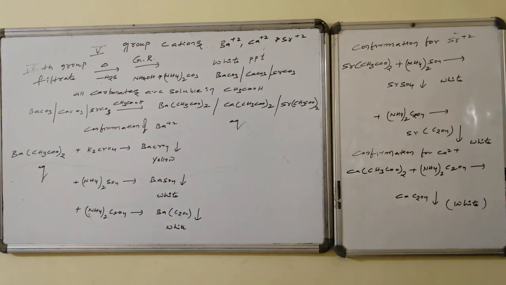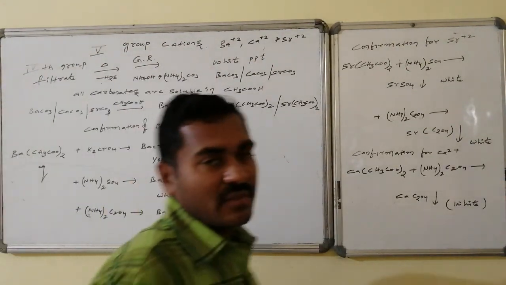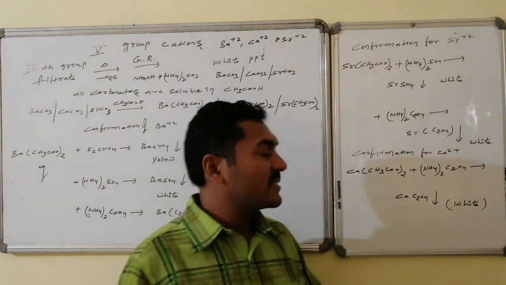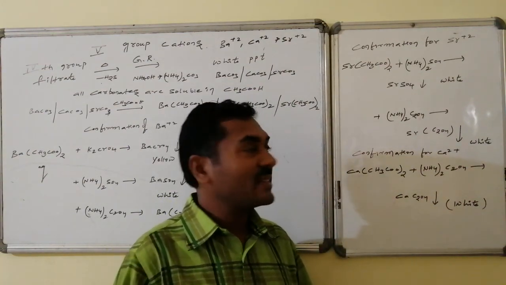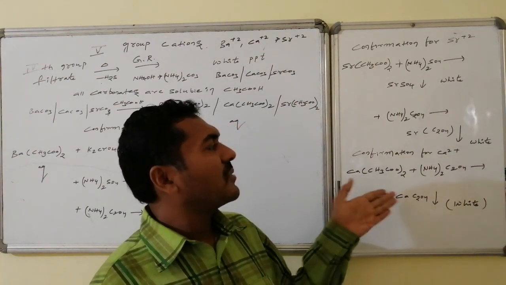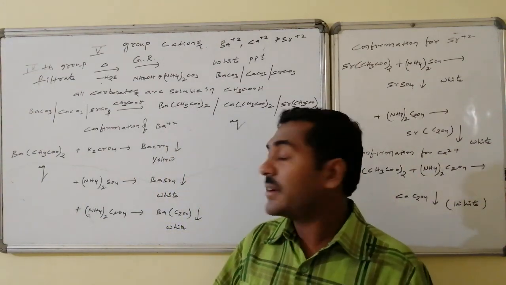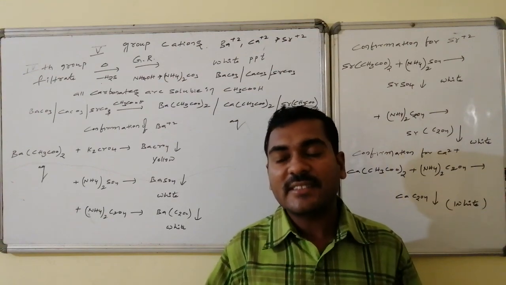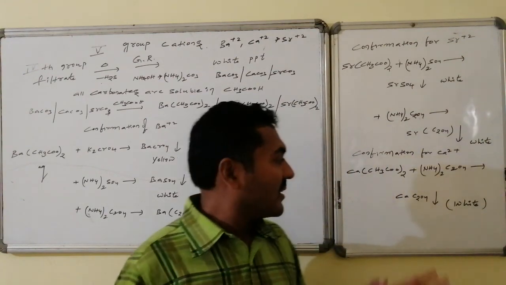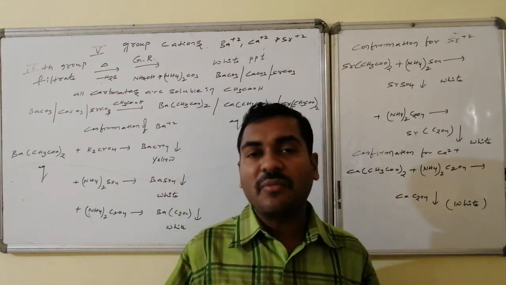Whereas calcium, the calcium acetate on reaction with ammonium oxalate, calcium oxalate, white color precipitate formation takes place. It doesn't form any kind of precipitate of calcium sulfate. It doesn't form any kind of calcium chromate, etc. Only forms the calcium oxalate, which is a white color precipitate.